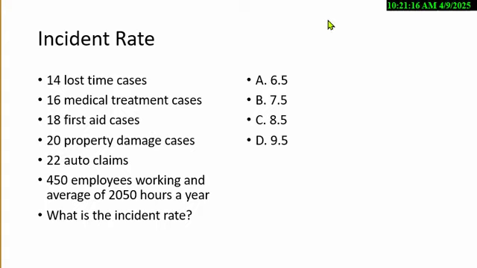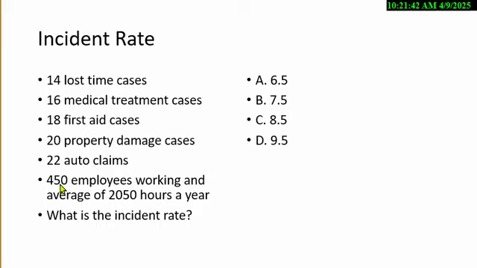First of all, we got to figure out what's on the OSHA 300 logs. Lost time cases, medical treatment. First aid is not on there. Property damage, not on there. Auto claims, not on there. So I call this a case of too much information. You're out there thinking I got to use all these 5 different categories. No. When you want to just calculate an incident rate, you're just going to use these 2.